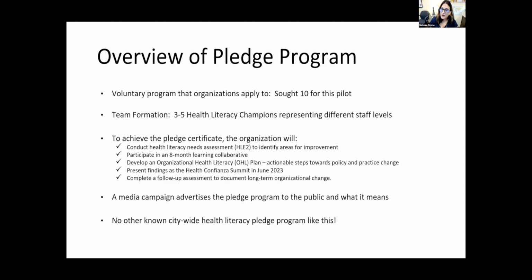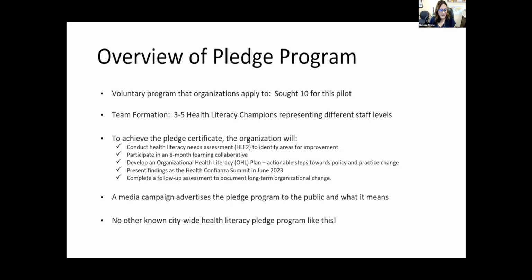We stopped there because of the timeline for the grant. But ideally, if we could have kept them longer, we would have wanted to see how those policies and practices were enacted at the organization. We are going to follow up with them. So we hope on a voluntary basis that they will report to us some of their long-term organizational changes.